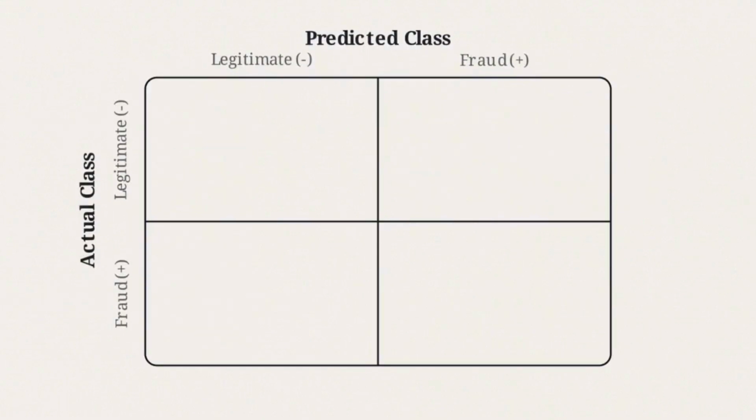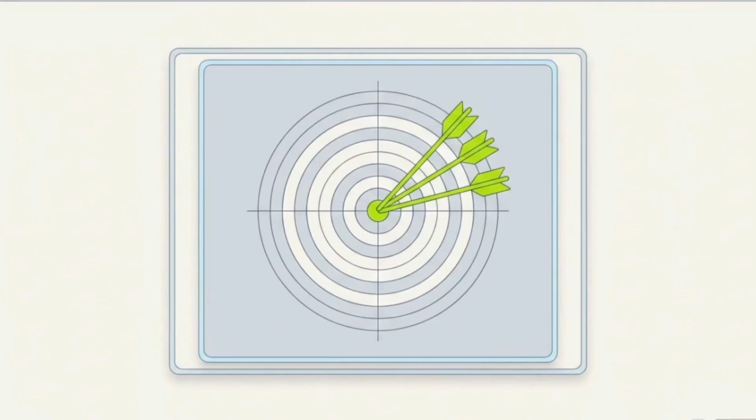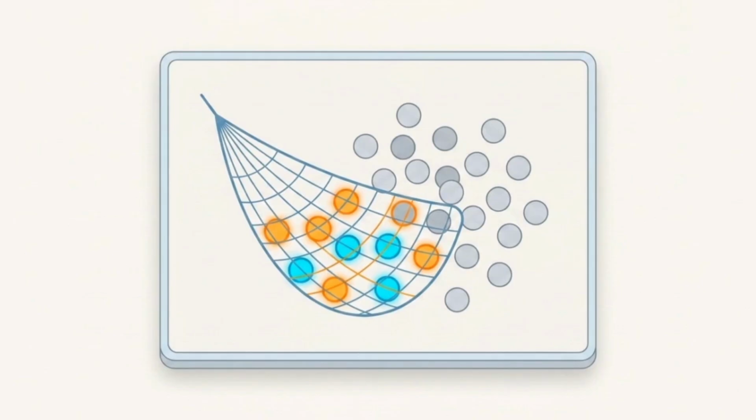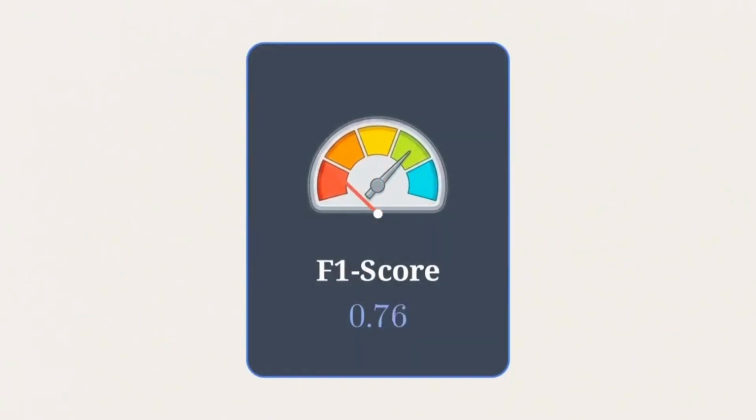To measure real success, you use a confusion matrix. This grid tracks 4 specific outcomes: true positives, true negatives, false positives, and false negatives. These outcomes allow you to calculate precision, how many of your model's positive calls were actually right, and recall, how many of the total real positive cases did your model actually find. Finally, the F1 score acts as the harmonic mean, balancing precision and recall into one single metric.